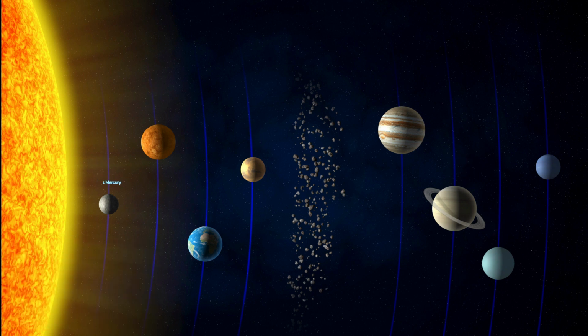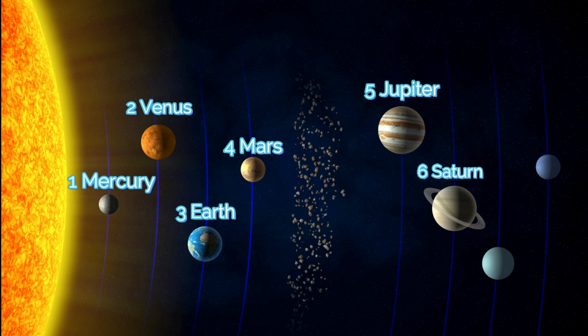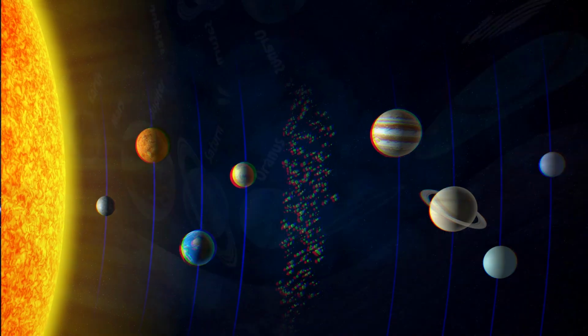Number 1, Mercury. Number 2, Venus. Number 3, Earth. Number 4, Mars. Number 5, Jupiter. Number 6, Saturn. Number 7, Uranus. Number 8, Neptune. Great job!